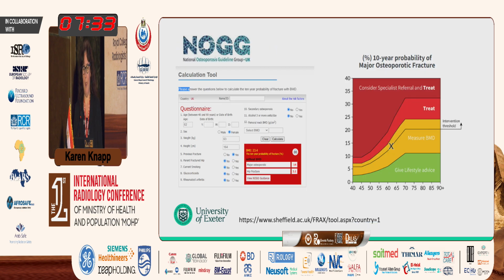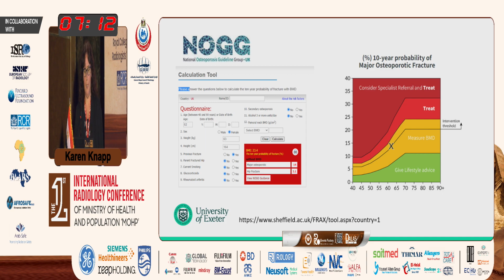In addition to FRAX, in the UK we have the National Osteoporosis Guideline Group, and this links into FRAX. We have an extra button down here on our UK ones. And if you press this, you get the graph on the right-hand side. And you can use FRAX both with and without bone mineral density.